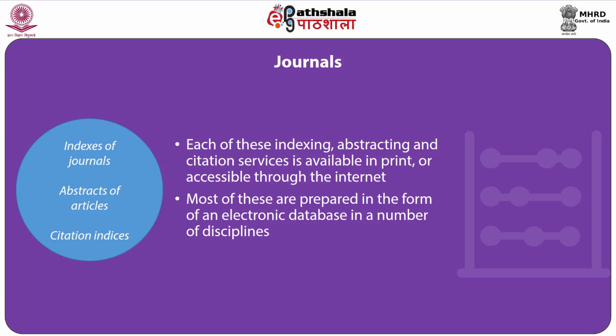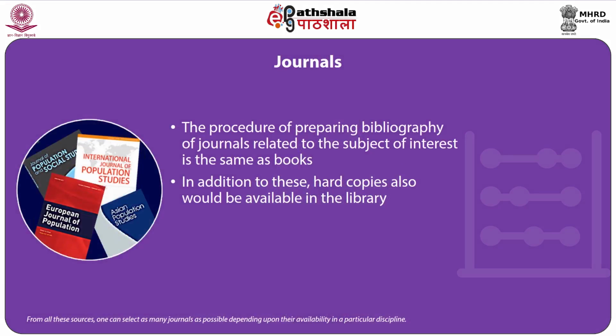Each of these indexing, abstracting and citation services is available in print or accessible through the internet. Most of these are prepared in the form of an electronic database in a number of disciplines. The procedure of preparing a bibliography of journals related to the subject of interest is the same as for books. In addition to these, hard copies would also be available in the library. From all these sources, one can select as many journals as possible depending upon their availability in a particular discipline.